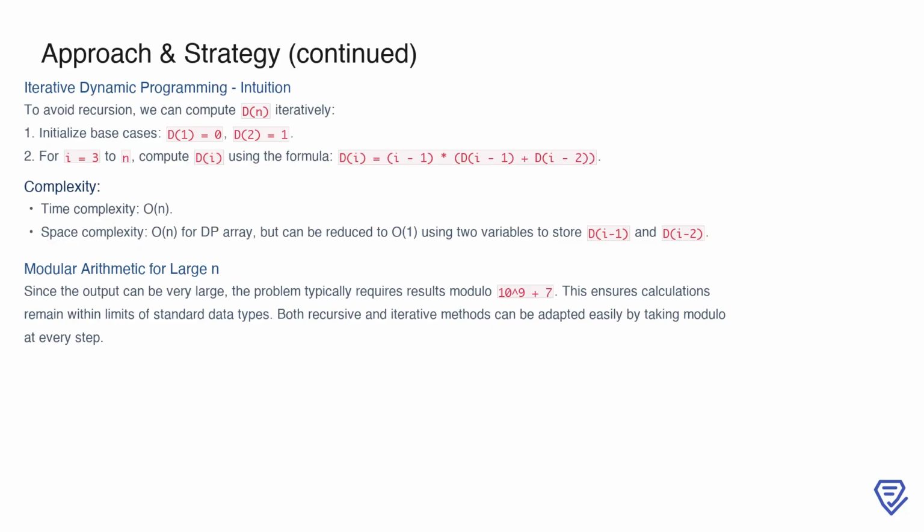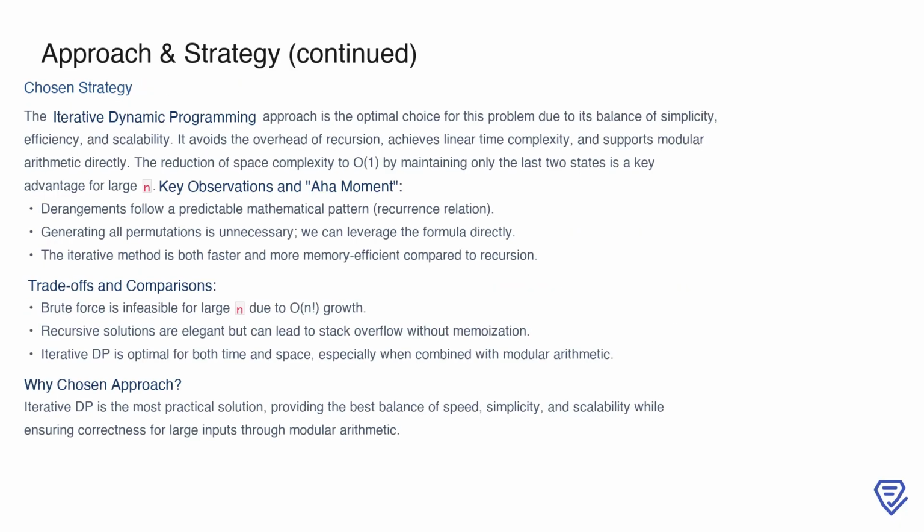By taking results modulo 10^9 plus 7 at each step, we prevent integer overflow and ensure the solution meets the problem's constraints. The chosen strategy for this problem is the iterative dynamic programming approach. This approach strikes an excellent balance between simplicity, efficiency, and scalability.